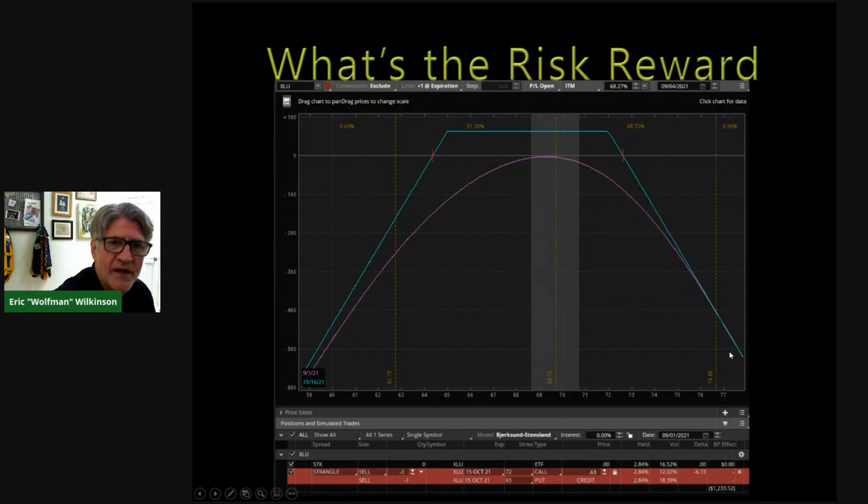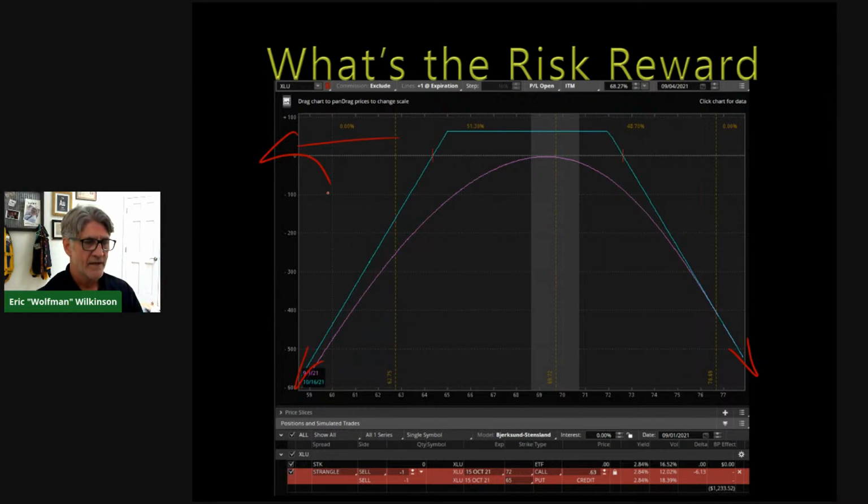I want to make you very acutely aware of the fact that this is an unlimited risk strategy, meaning if it goes to zero, because I'm selling that put, I might have to buy the underlying up at that level, all right? Or if I sell a call and it goes higher, then I'm going to lose from that point higher, all right?